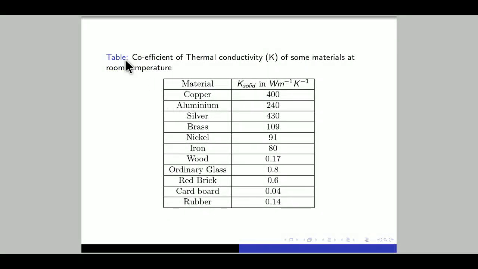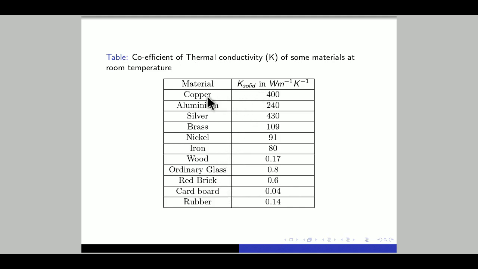Here this table shows the values of the coefficient of thermal conductivity of some materials at room temperature. See, copper, its value is 400, aluminium 240, silver 430, brass 109, nickel 91, iron 80, wood 0.17, ordinary glass 0.8, red brick 0.6, cardboard 0.04, rubber 0.14.